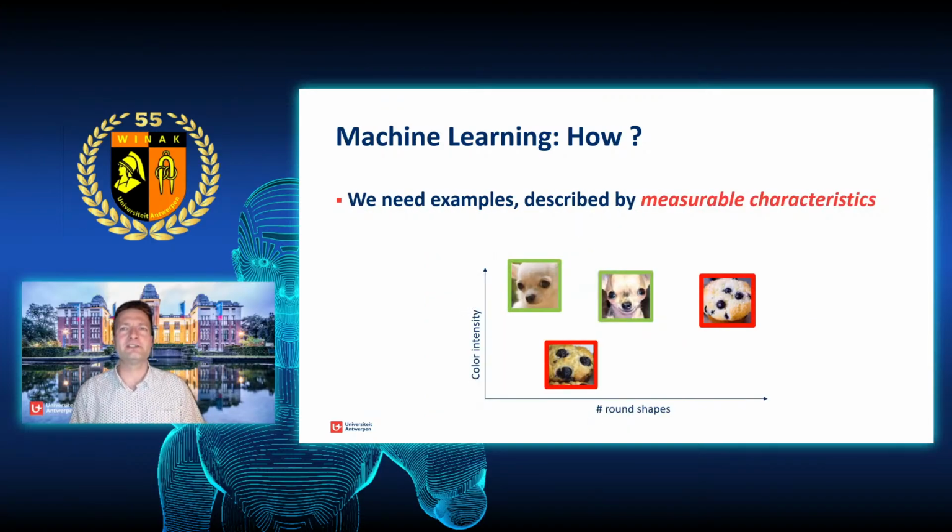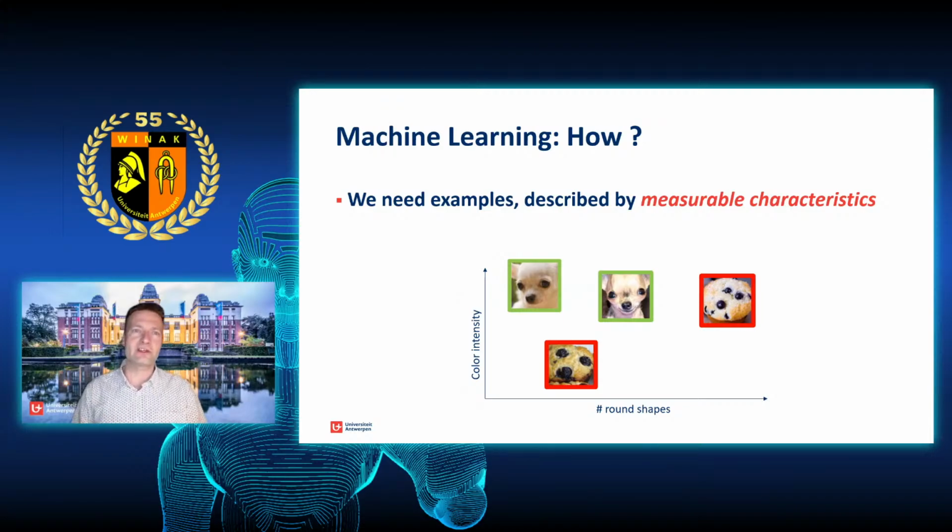The first thing that we need to do in a machine learning approach is to describe them by measurable characteristics. Now, if you look at deep learning, the thing that Stephen will be talking about in the talk after me, there the measurable characteristics will be the intensity of the individual pixels. But here I've taken two characteristics, for instance, the color intensity and the number of round shapes that we can detect in the images.